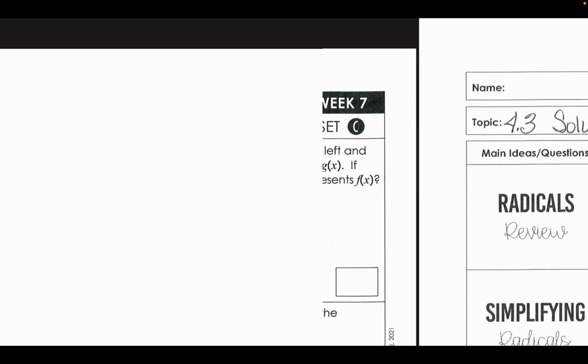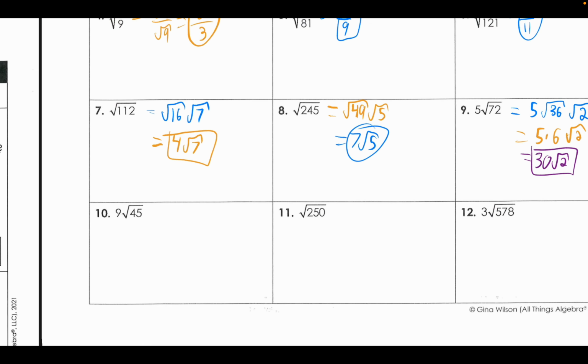On to number 10. Oops, flipped too far there. The biggest perfect square that goes into 45 is 9. So we just have 9 times the square root of 9 times the square root of 5. This gives us 9 times 3 times the square root of 5, when we do the square root of 9, which is 27 times the square root of 5.